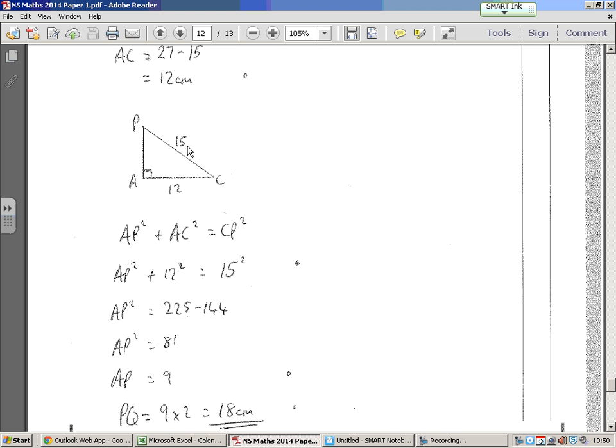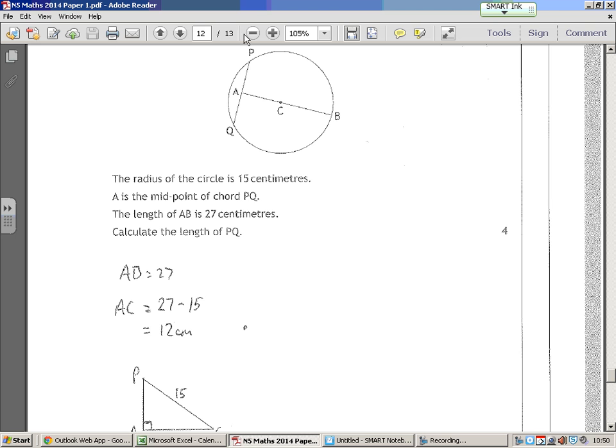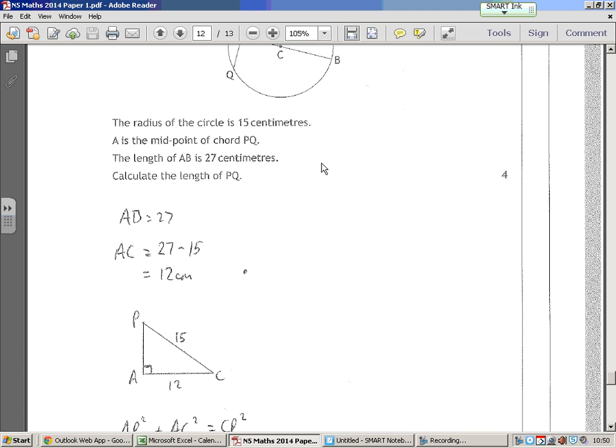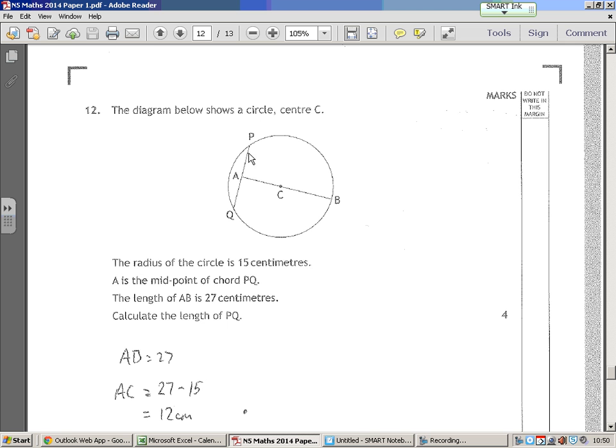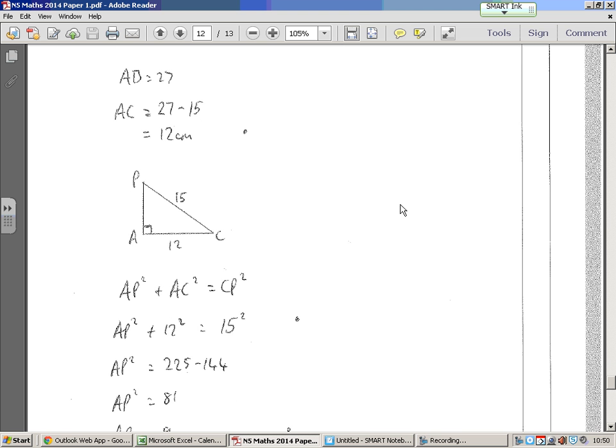So we have the 12, which again, guys, is this part. We have 15, which is this part. And I'm going to try and find out AC. Sorry, AP, beg your pardon. Because if I can find out AP, then I'll just double it to get PQ.